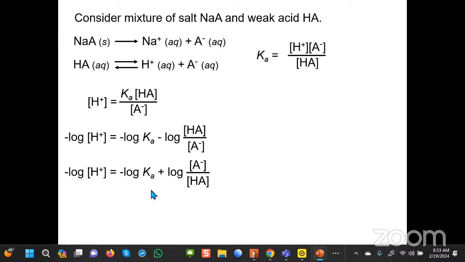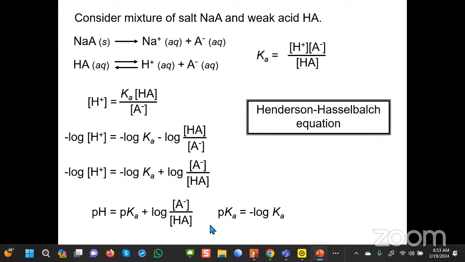Oh, by the way, another way of rewriting this is that if you flip the A minus and the HA here, and you should know this from your previous algebra experience, this negative sign becomes a plus sign, right? So, as I was about to say, the minus log of H+ here would be the pH, and the minus log of Ka would be the pKa, all right? And therefore, we're going to end up with this equation here, which you can use to calculate the pH of such a solution. This equation is called the Henderson-Hasselbalch equation, right?